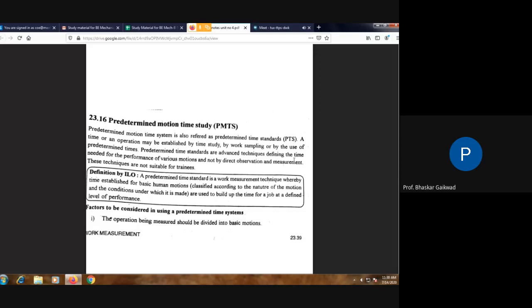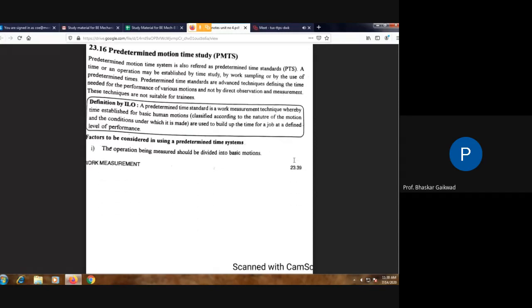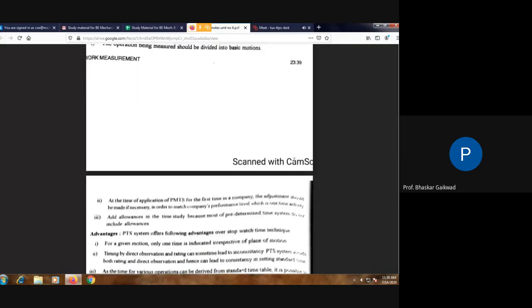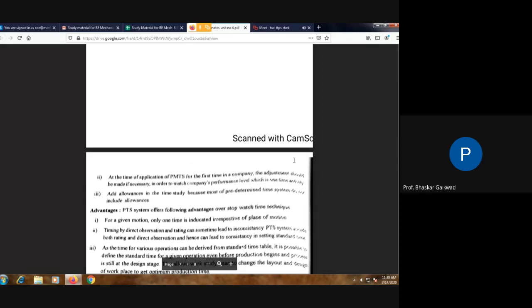So while doing this turning operation, what is actually the motion done by the human body, that we have to decide. Next, at the time of the application of PMT for the first time in a company, these adjustments have been made necessary in order to match the company's performance level which is actually required. So at the time of application of the PMTS, the trial time is what the companies actually require in this particular condition. So we can take one example related to this.